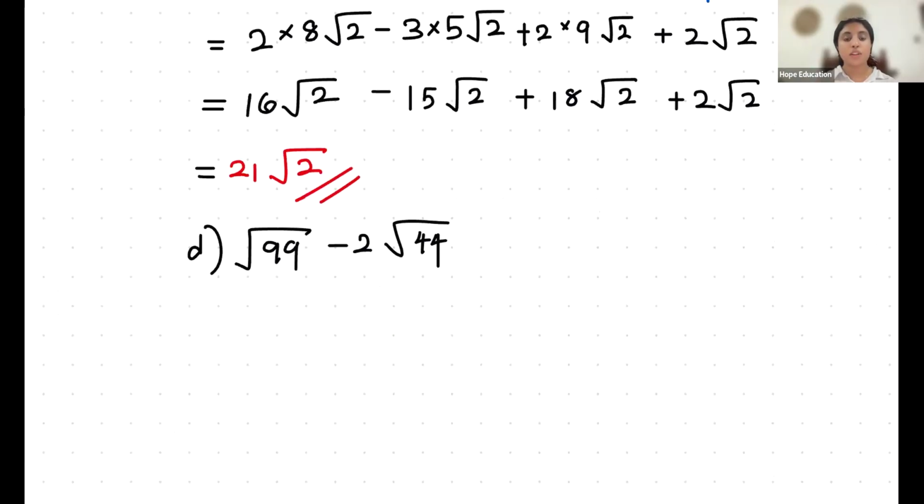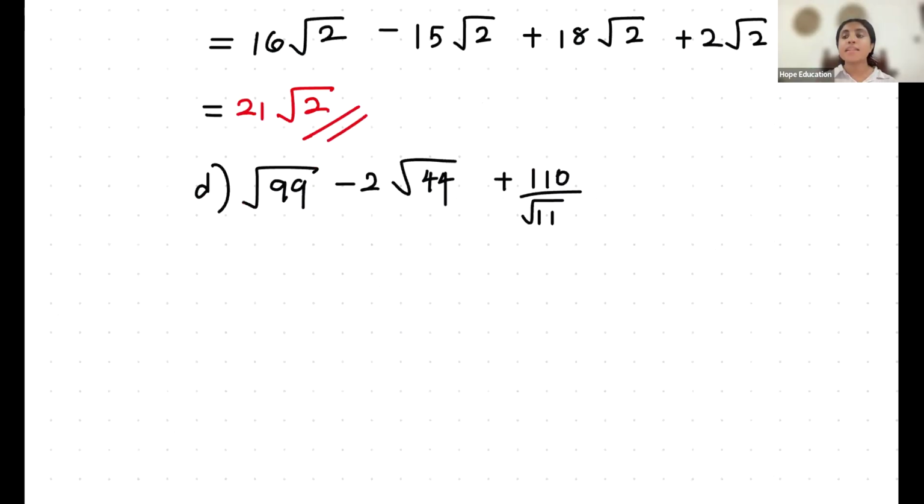Minus 2 root 44 plus 110 divided by root 11. Okay. Root 99 is actually an entire surd. How can we write this? Now you all tell me.